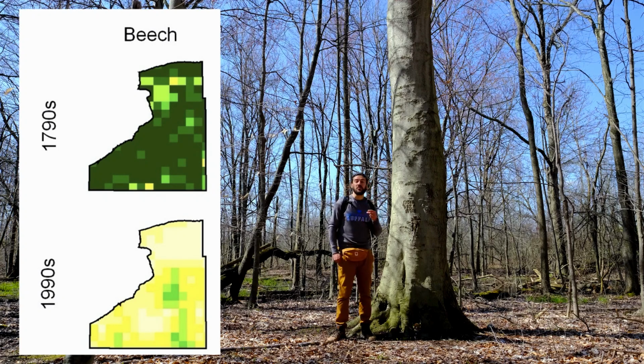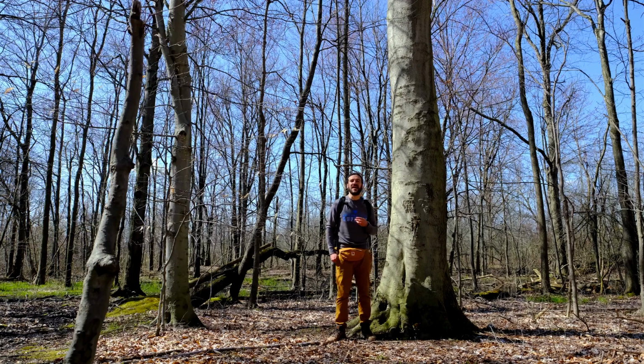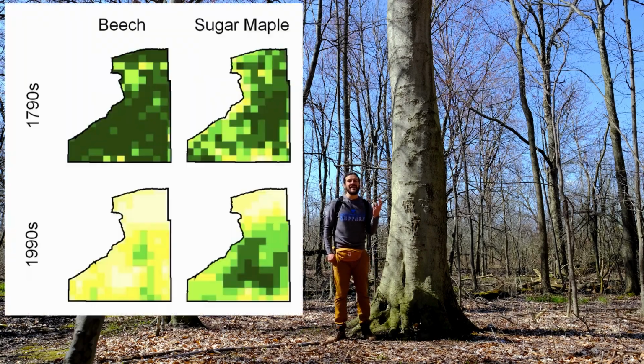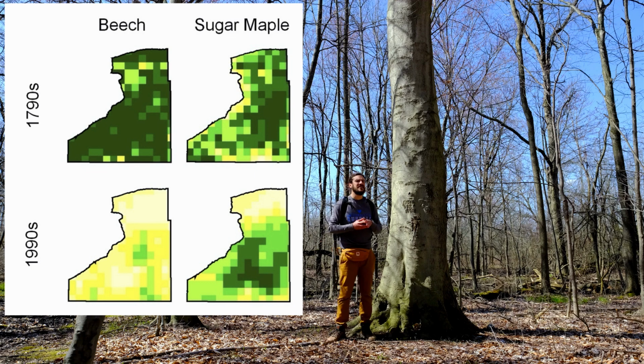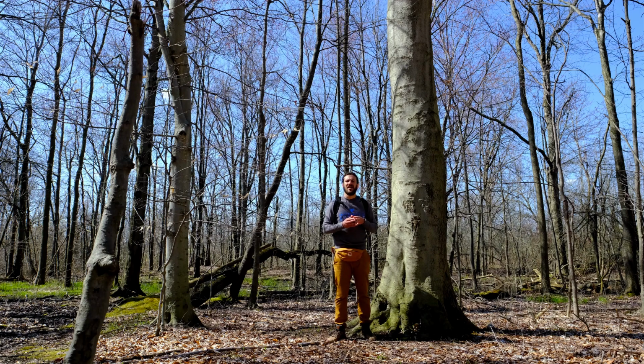Now, the second most abundant species in pre-settlement times is the sugar maple, and its numbers have relatively stayed the same over this vast area of data collected. So sugar maple is around 20% at both times, and that's an interesting idea because both sugar maple and beech are shade tolerant species.